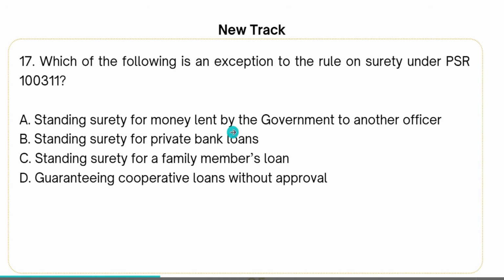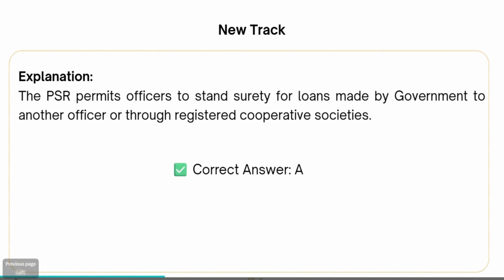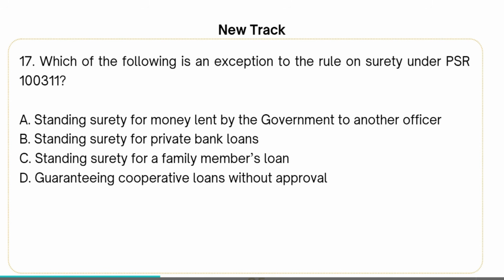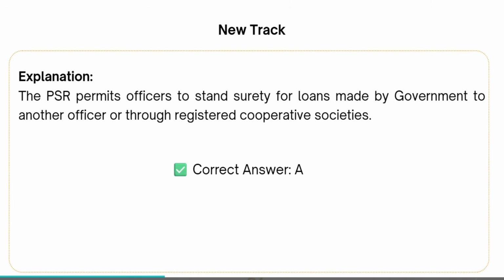A. Standing surety for money lent by the government to another officer. B. Standing surety for private bank loan. C. Standing surety for a family member's loan. And D. Guaranteeing cooperative loan without approval. The right option is option A, and option A says standing surety for money lent by the government to another officer. And that is option A.